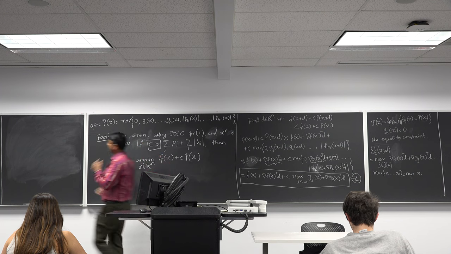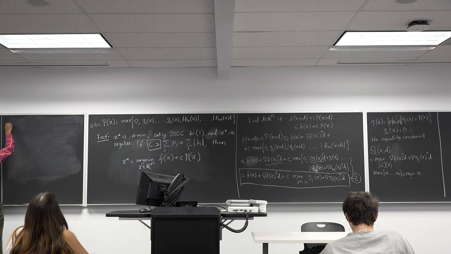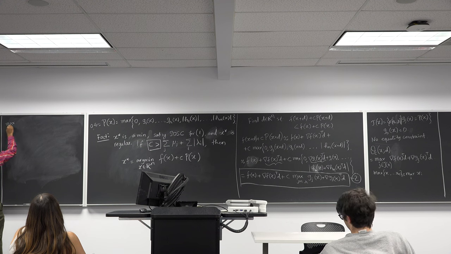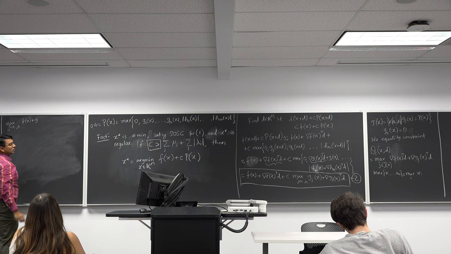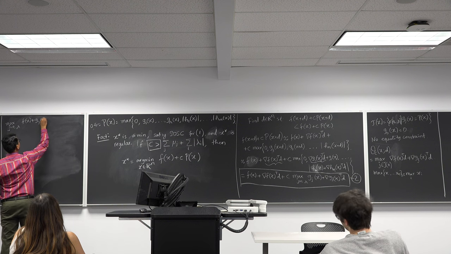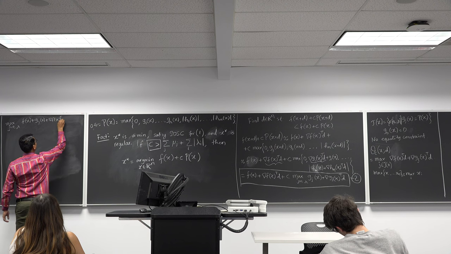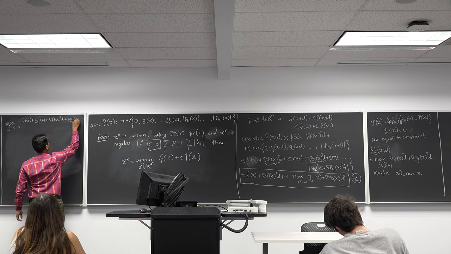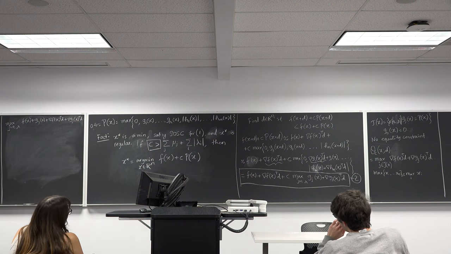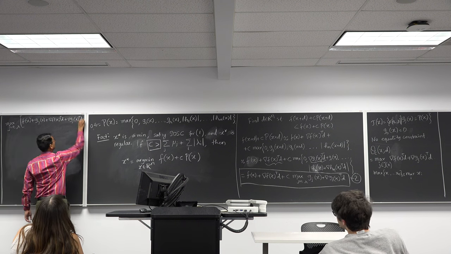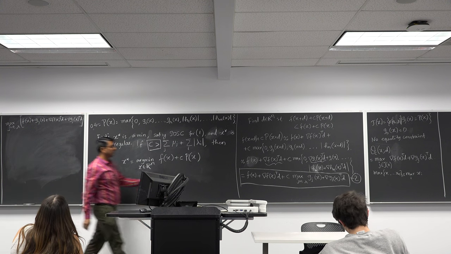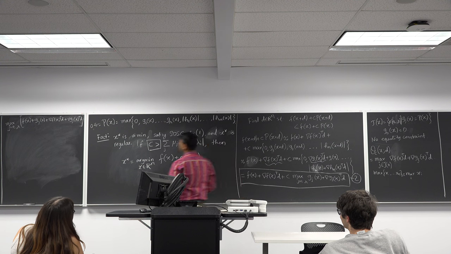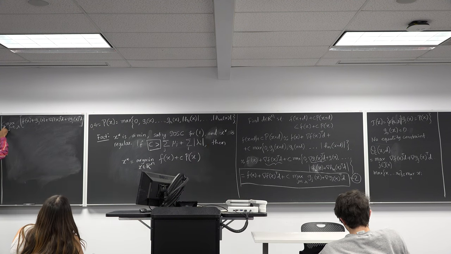I'm going to rewrite this equation to be max over j, 0 to r, f of x plus gj of x plus gradient of f x transpose t plus gradient of gj x transpose t. Do all of you agree that this is the same as that equation? All I have done is taken this f of x plus the gradient. Oh, I have to multiply it by c in front. So I'll multiply it by c in front.